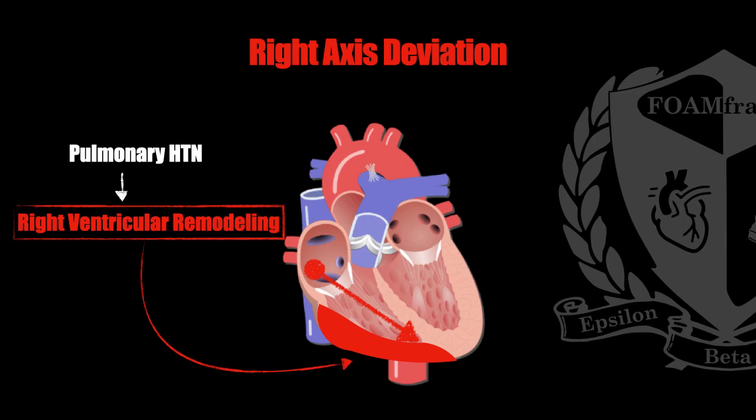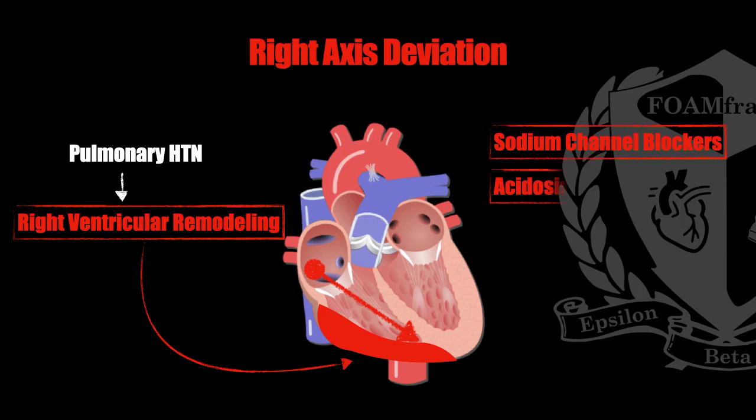Some other conditions that can cause a rightward axis are sodium channel blockers, some toxic situations, or even acidosis, specifically hyperkalemia. Both of those tend to cause a rightward axis. I'm not entirely sure of the underlying mechanism as to why, but they do tend to cause a rightward axis. And the last being a right bundle branch block.